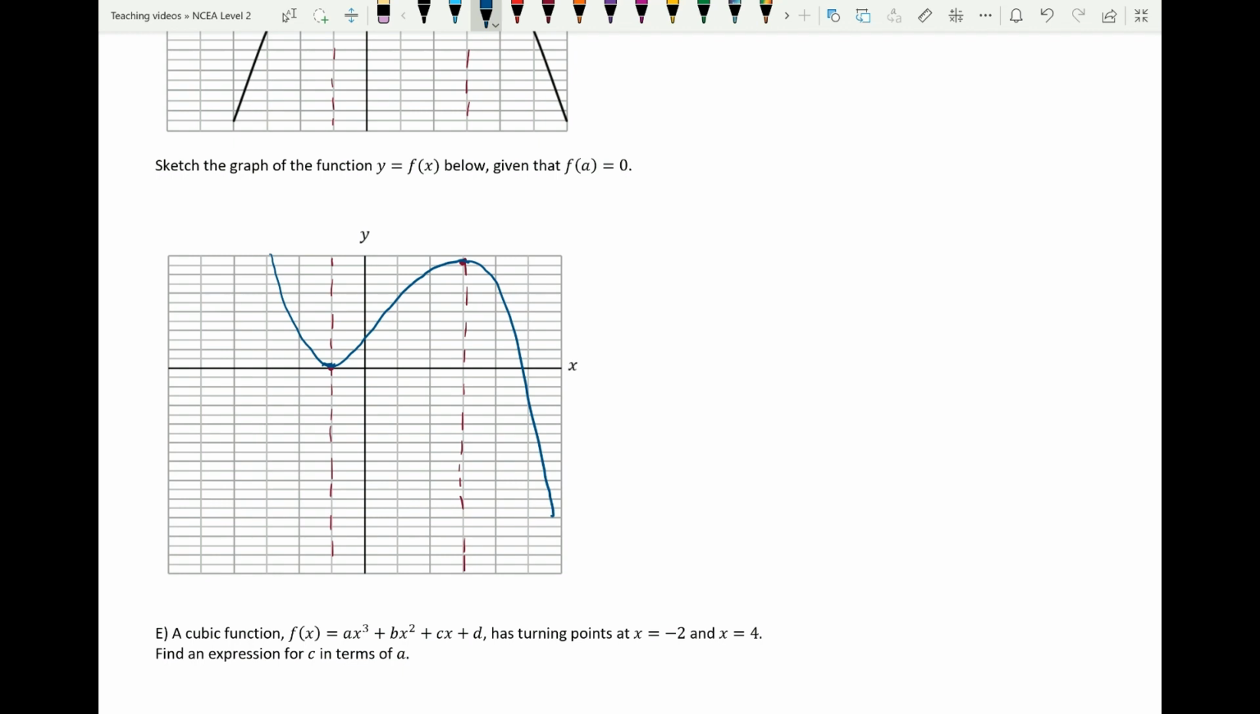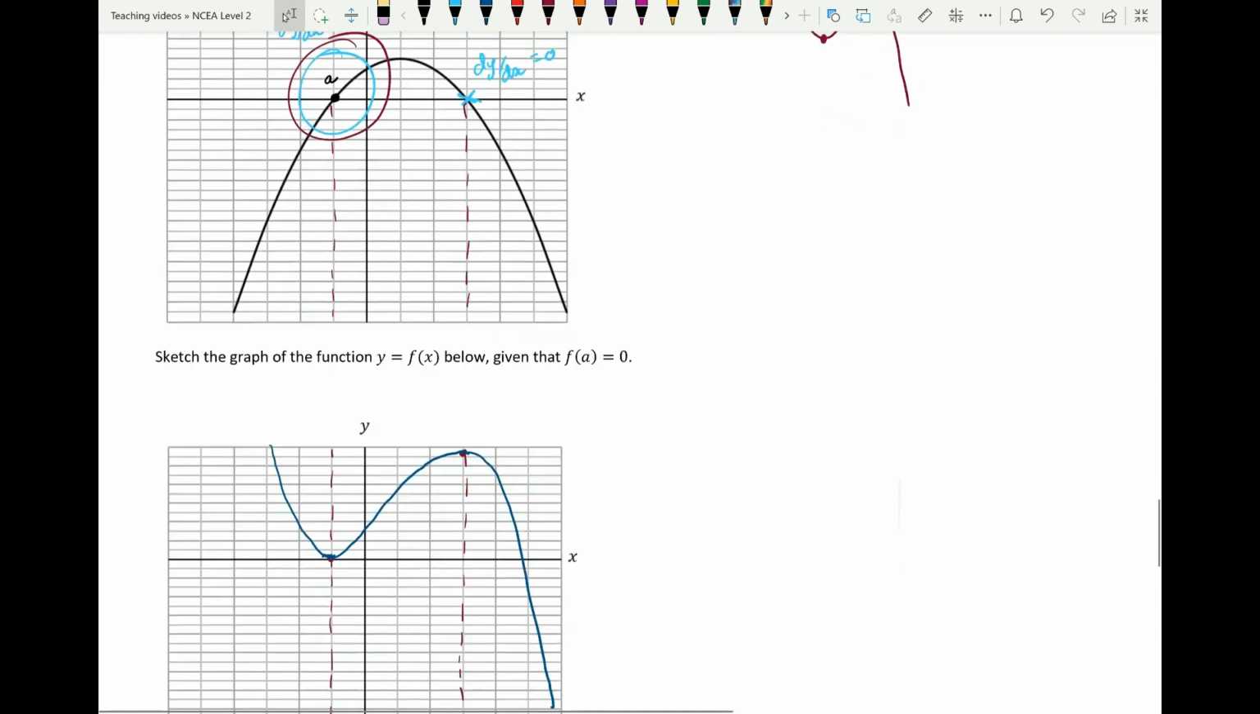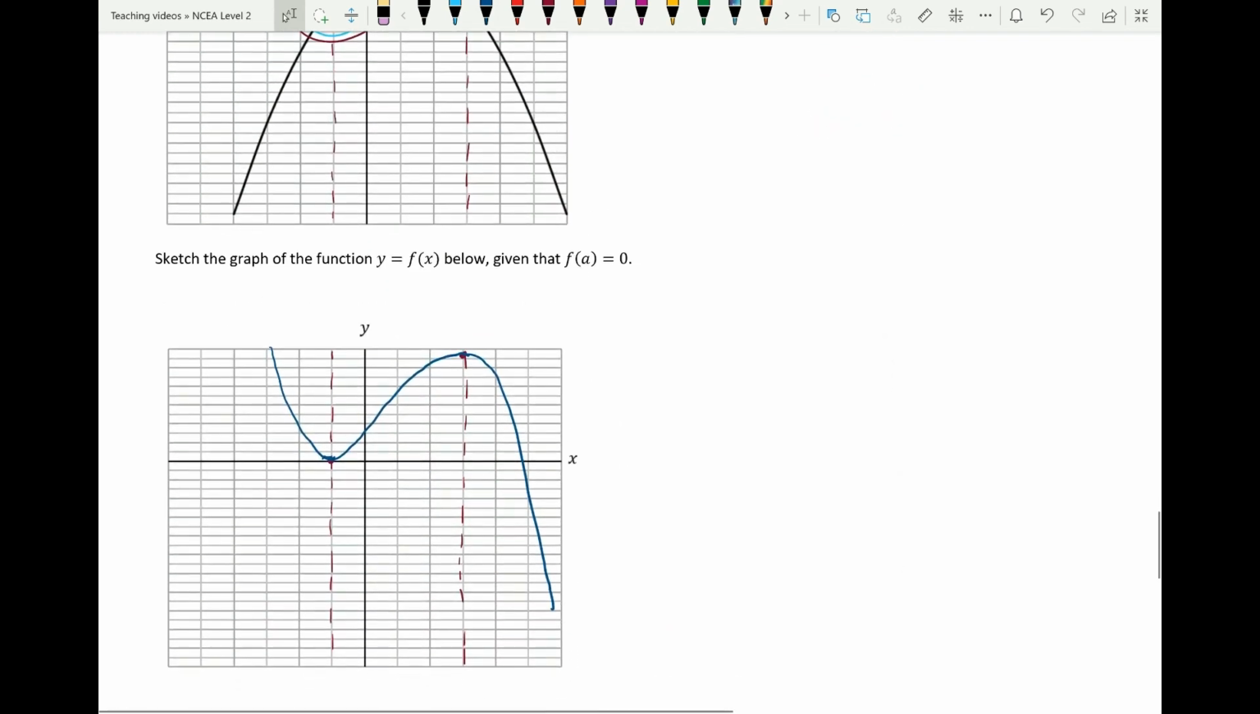So you'd get achieved if you got the right kind of shape. So if you drew a negative cubic, that would be enough for achieved. The turning points have to be in the correct place, so lined up with the intercepts of f'(x), to get the merit.